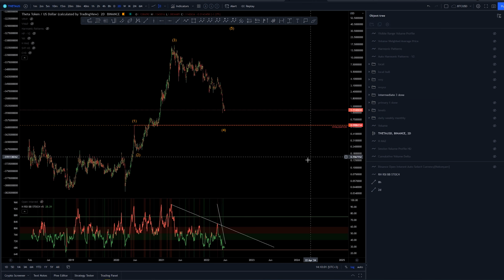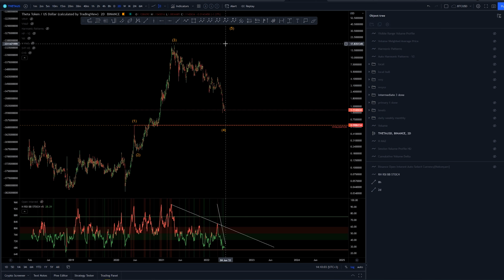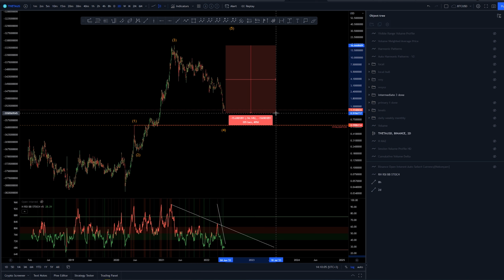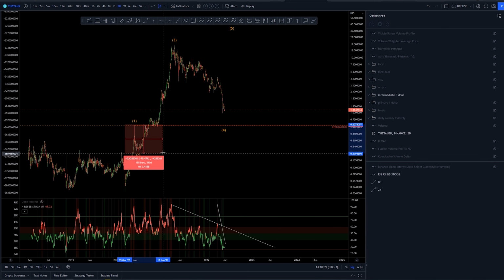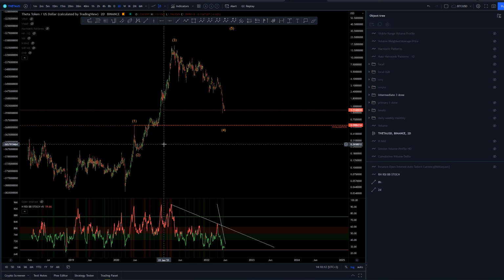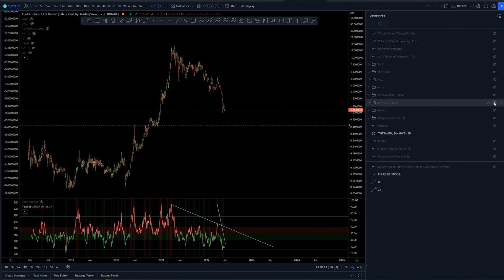Now this is not very likely as we have already gone so much or retraced so much here compared to wave 2, 94% currently compared to this one at 67%. So this would make this first scenario more likely to happen.